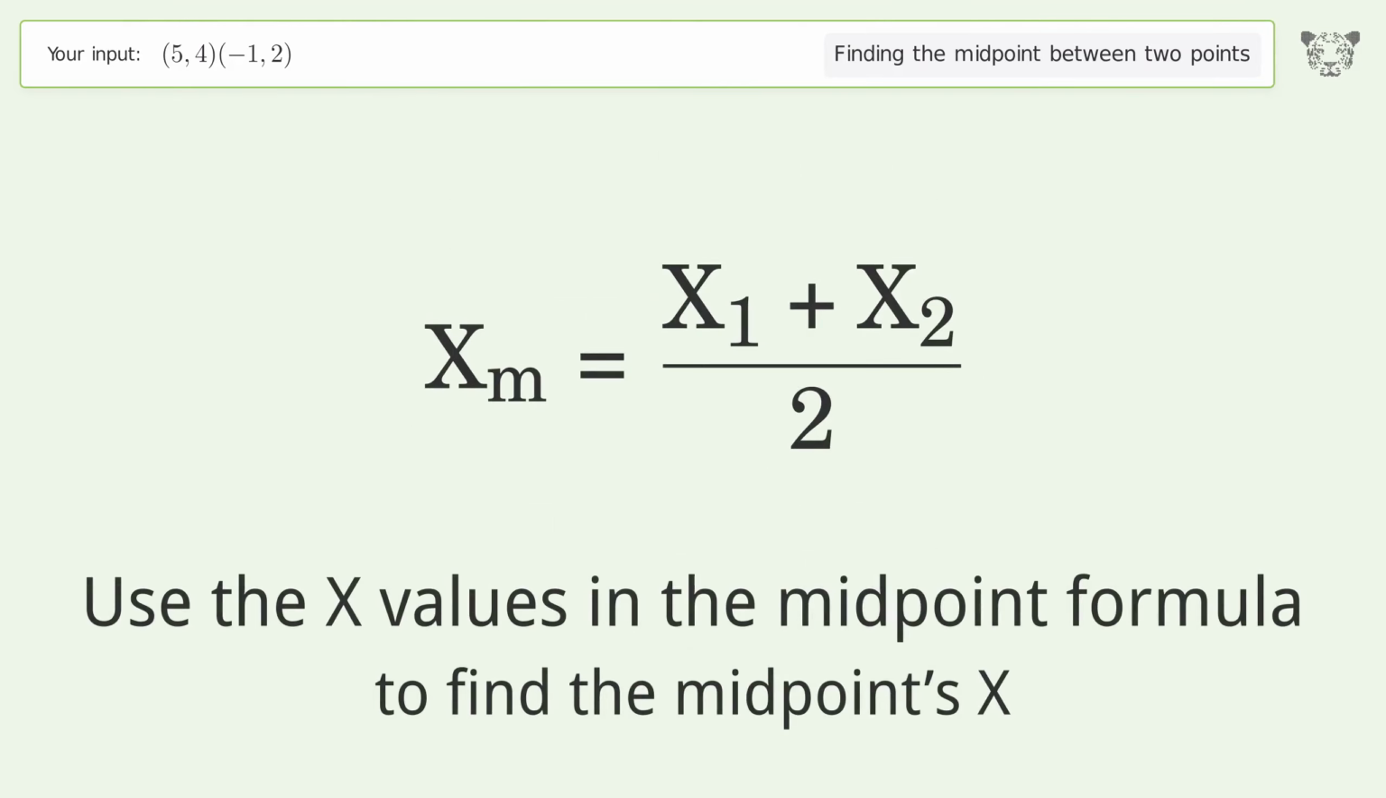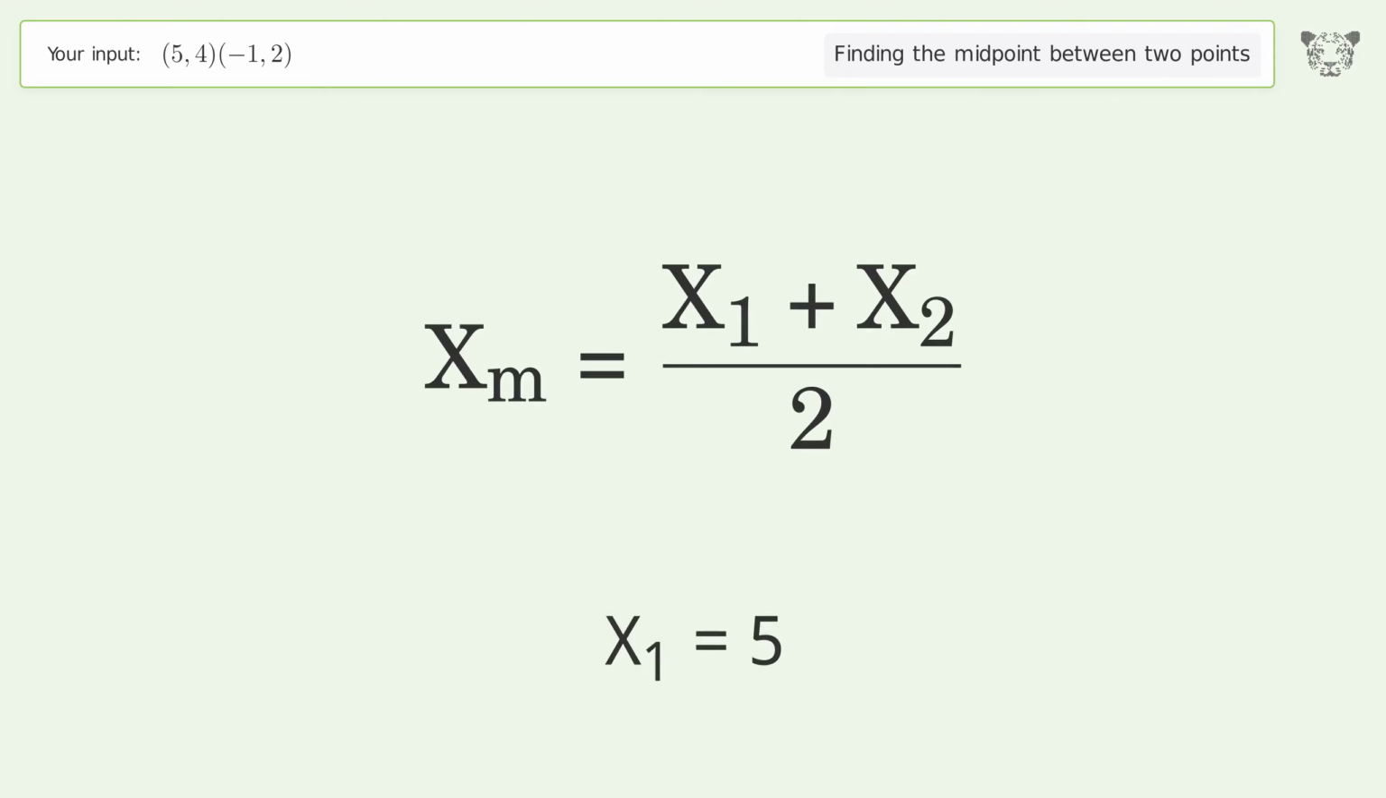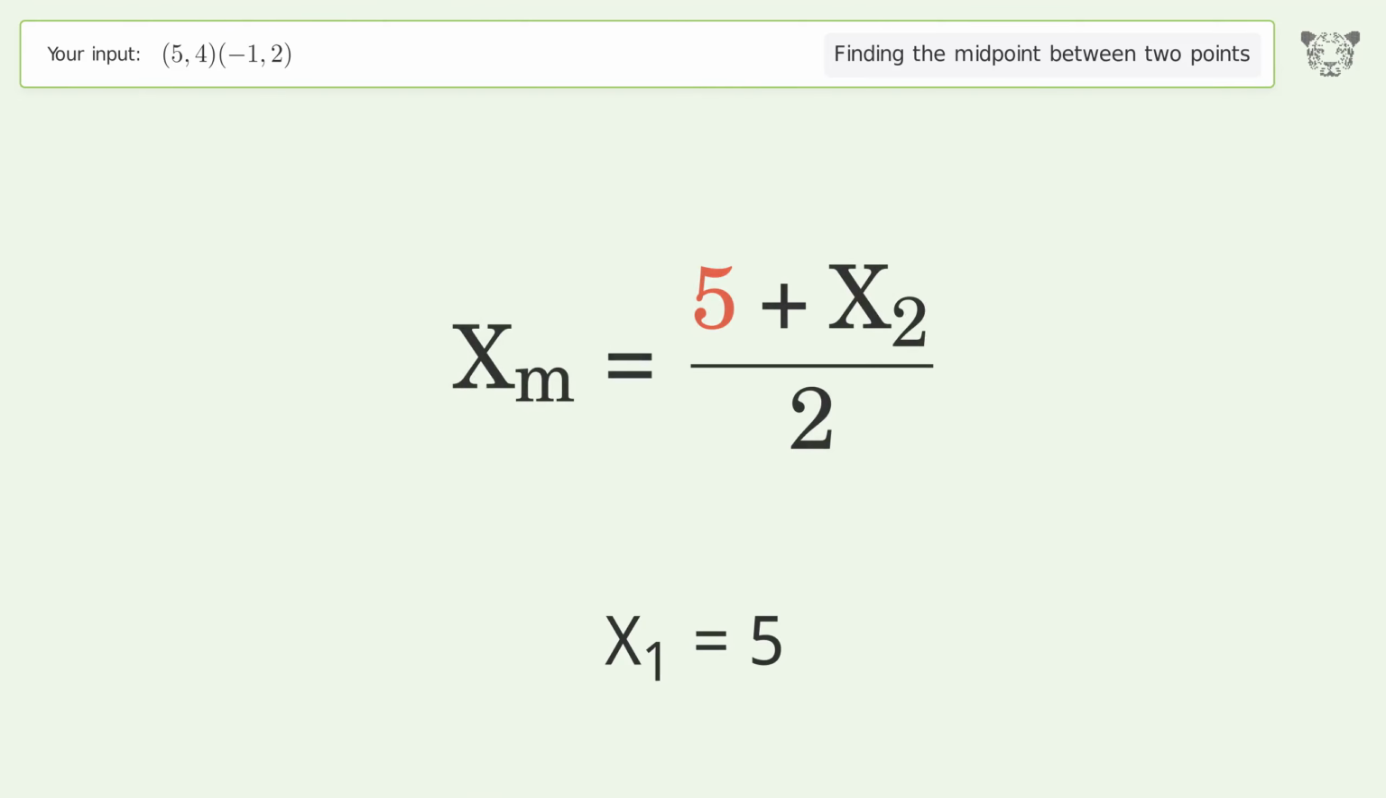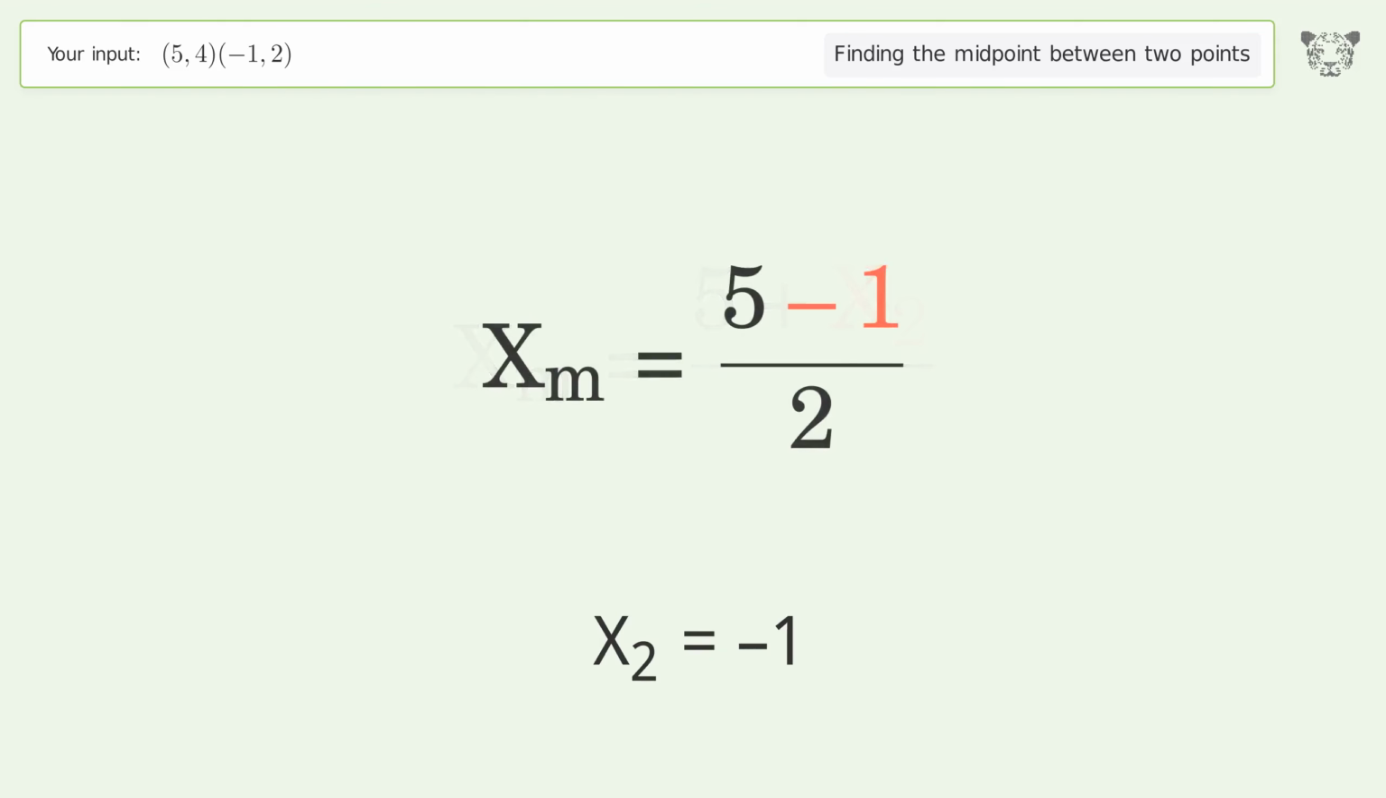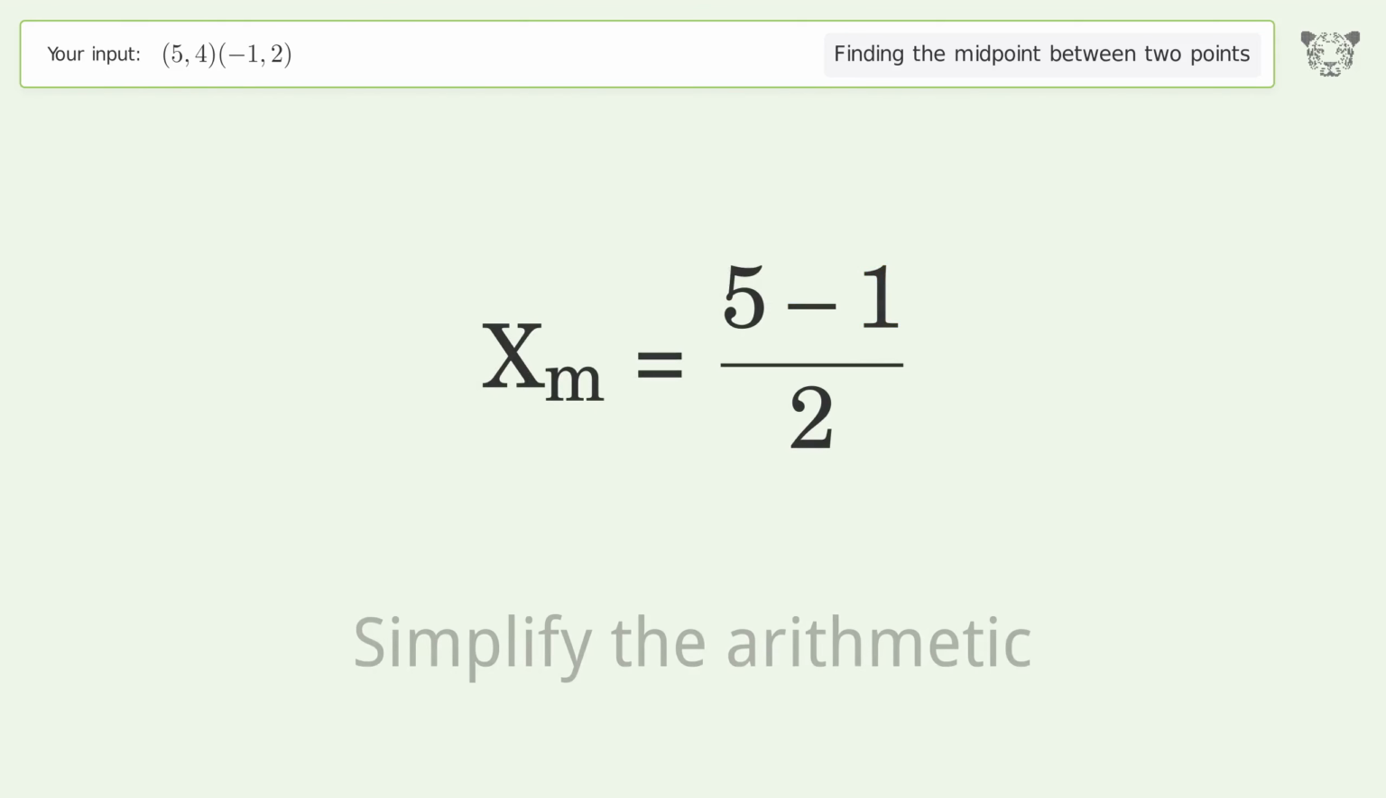Use the x values in the midpoint formula to find the midpoint's x. x1 equals 5. x2 equals -1. Simplify the arithmetic.